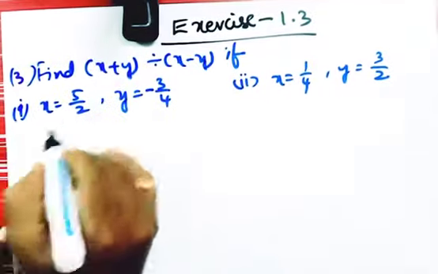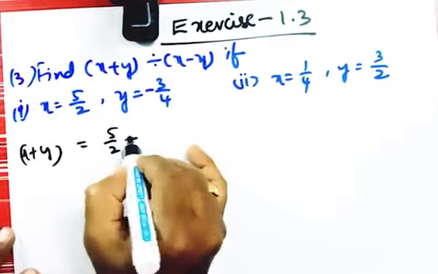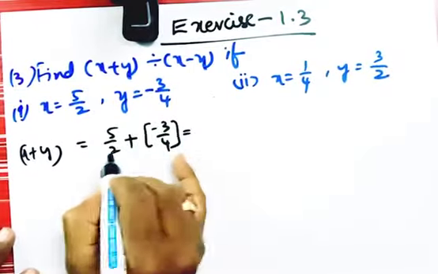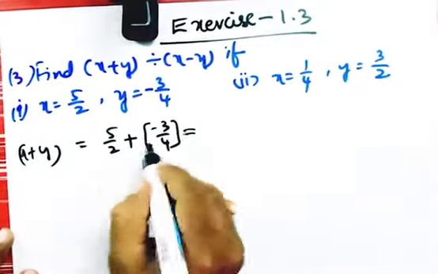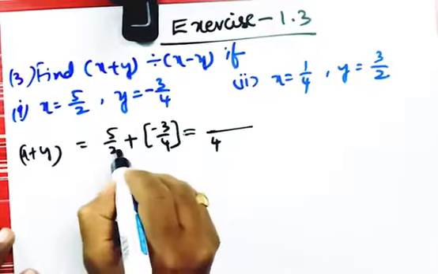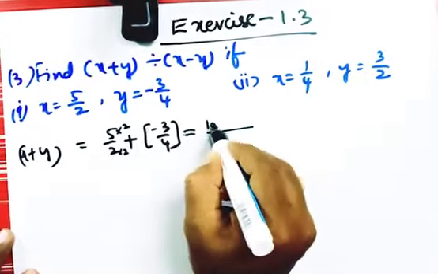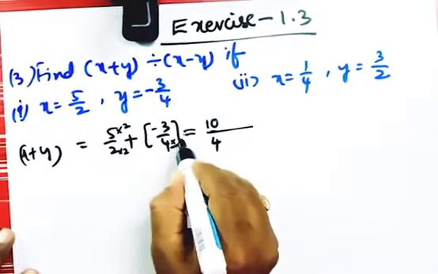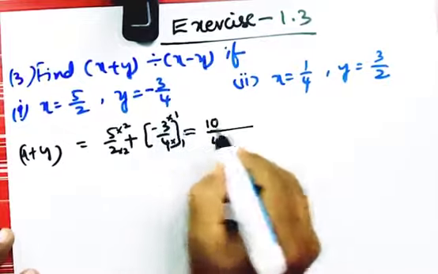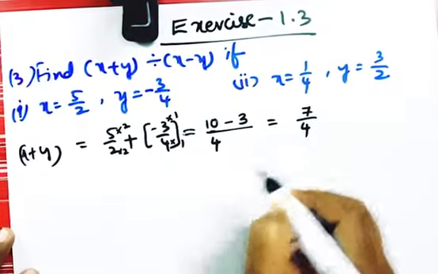So take the x plus y value first. That is equal to 5 by 2 plus minus 3 by 4. The LCM of these two numbers is 4. Then 2 times 2 is 4. Then 5 times 2 is 10. Then 4 times 1 is 4, so you multiply the numerator by 1, so 3 times 1 is minus 3. That answer is 10 minus 3 by 4.